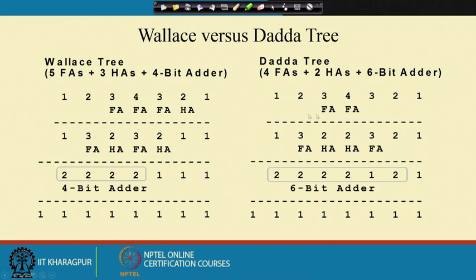What happens in the Dadda tree method? The same numbers I will get, but here you see I am choosing at the middle where I am getting this 4 and 3. I have started from the maximum position, where the numbers are at the maximum. So, full adder for this 4 and full adder for this 4 at the very first level.